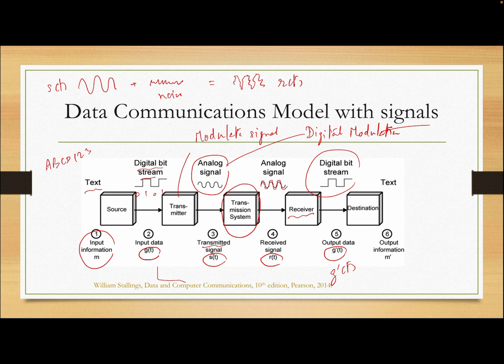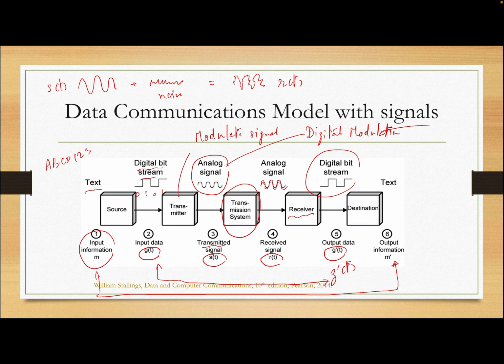We want g(t) and g'(t) to be the same, and we want M and M' to be the same. From the g'(t), the destination will decide what is M'. The decision is sometimes made in the receiver, sometimes before the destination, because this is a very simplified model. Usually there are many boxes in between.